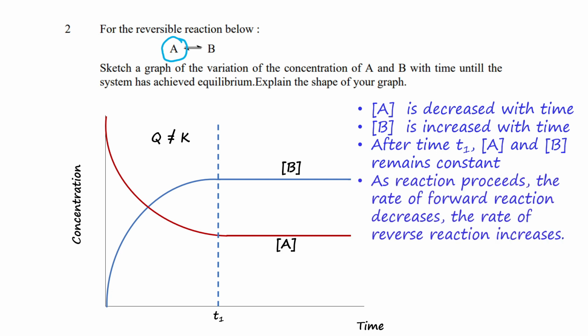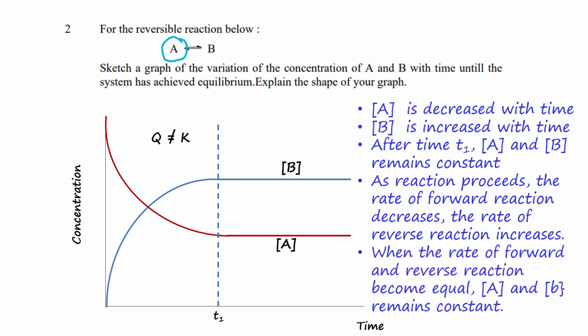So as reaction proceeds, the rate of forward reaction decreases, the rate of reverse reaction increases. Okay, kalau dia proceed lagi, jadi forward reaction dia akan berkurangan dan reverse reaction akan bertambah. Jadi this occurs when the rate of forward and reverse reaction become equal. Okay, bila forward dan reverse telah sama, maksudnya dia telah seimbang, concentration A and B remain constant. Okay, tidak akan berubah lagi. Okay, so that's for question number 2.